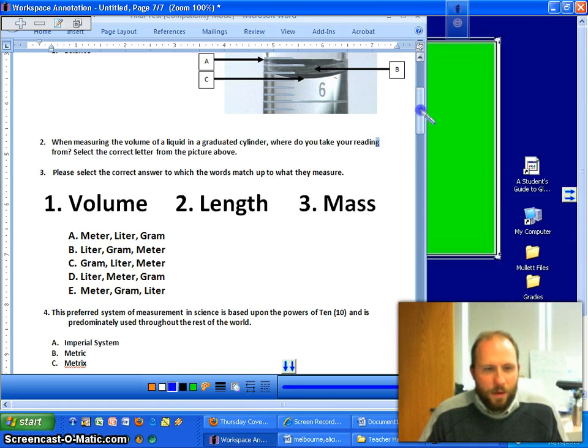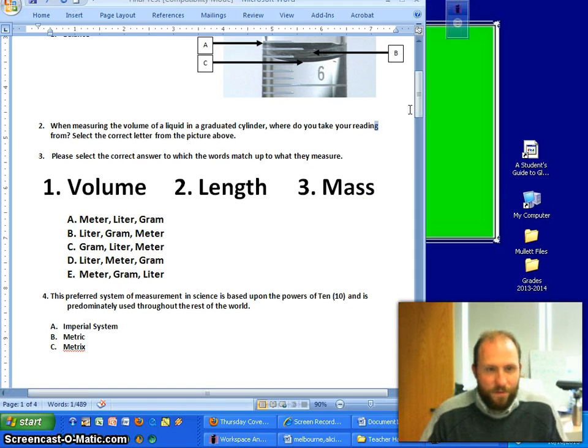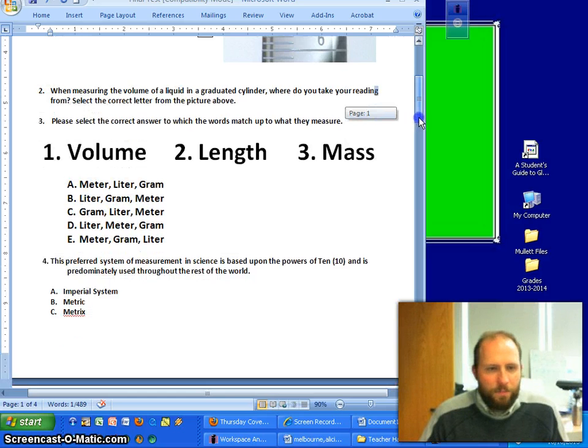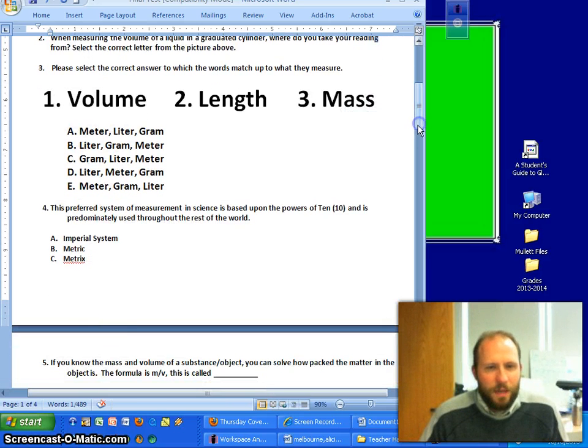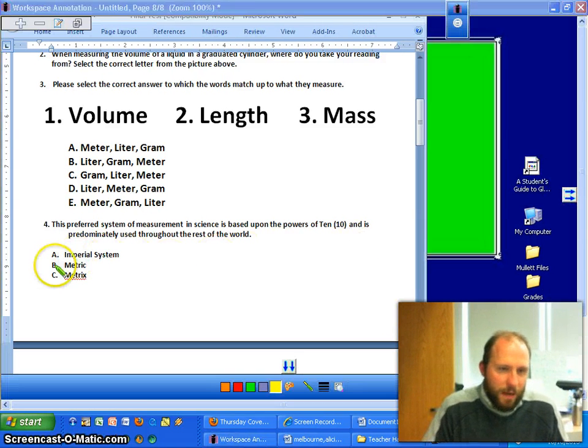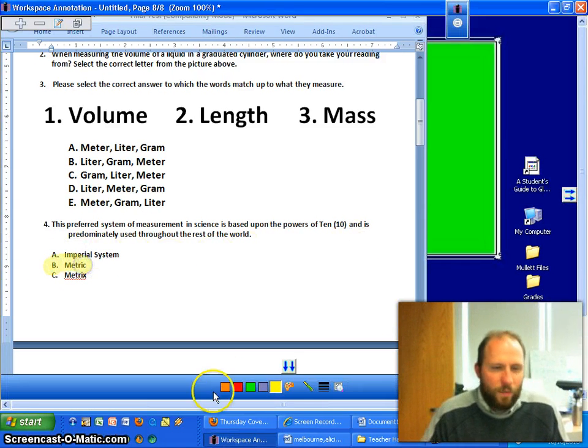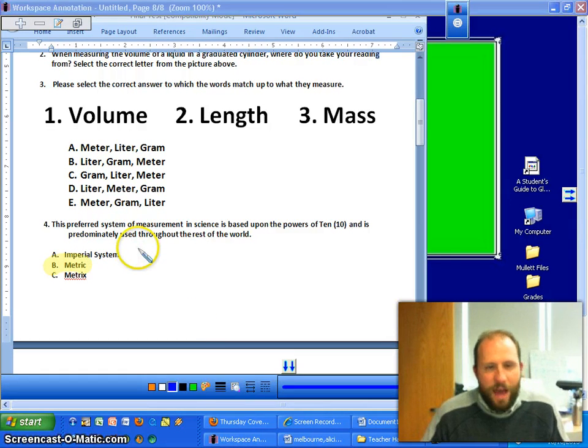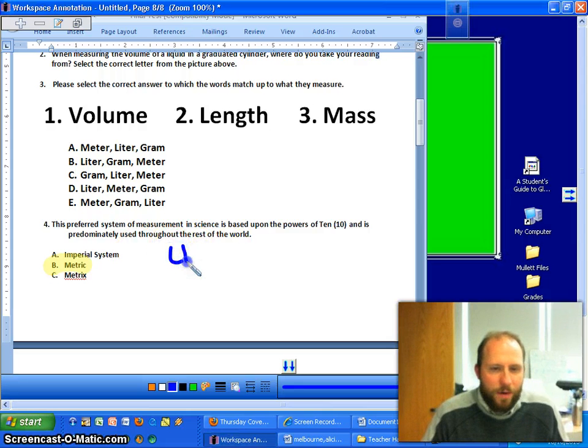Alright, so number 4. This preferred system of measurement in science is based upon the powers of 10 and is predominantly used throughout the rest of the world. Just kind of mentioned it, and it is rather unfortunate that this is the case, but the metric system is what the rest of the world uses.